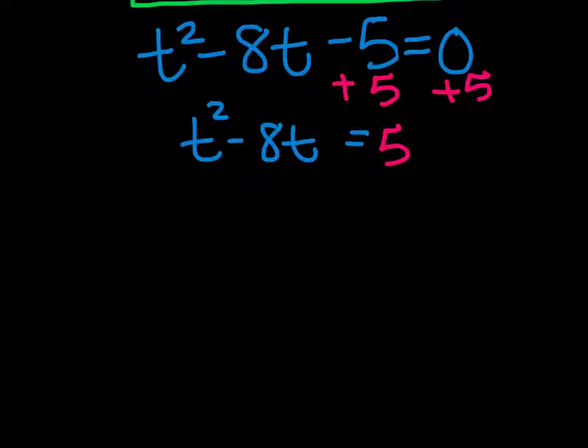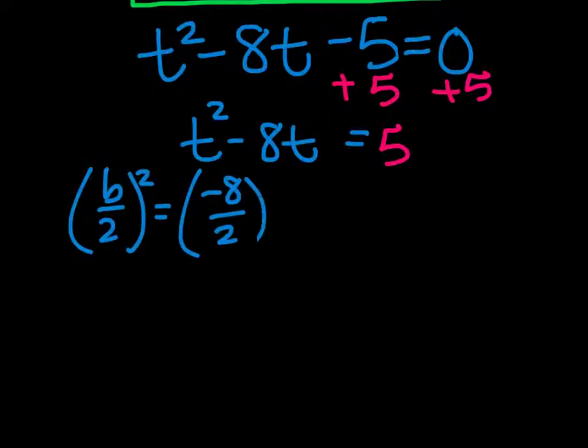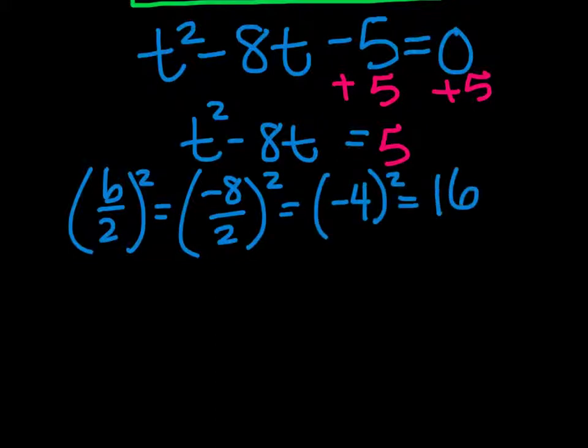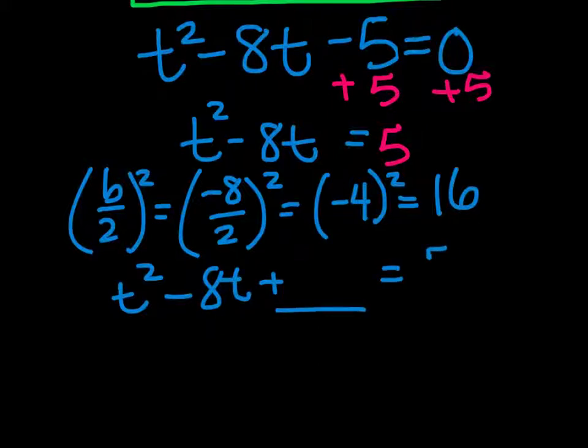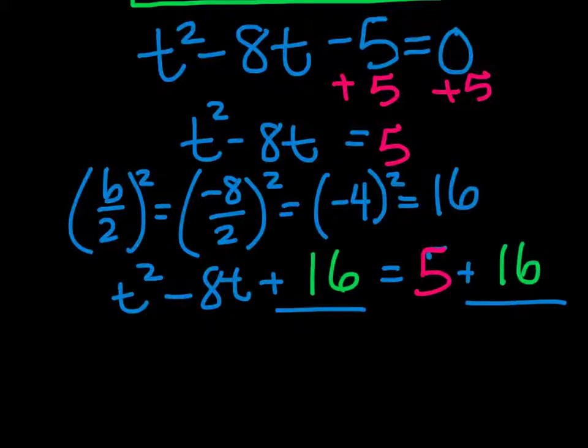I'm now going to find that b over 2 squared information. So we have b, which is negative 8. We're going to divide it by 2. We're going to square it. So b divided by 2 is negative 4 squared, which equals 16. So that is what we're going to add to both sides of our equation. So let's add that in. We're going to add 16 in there.